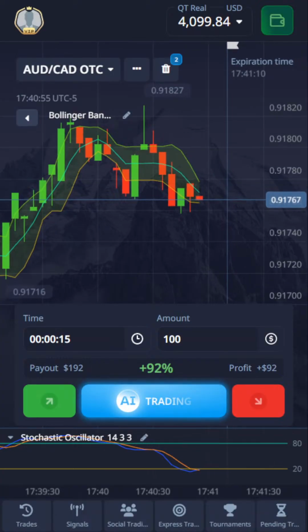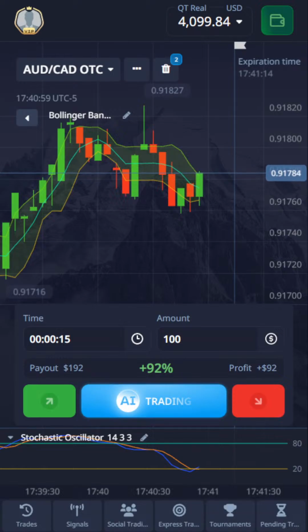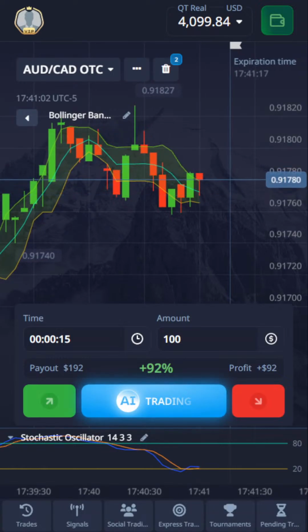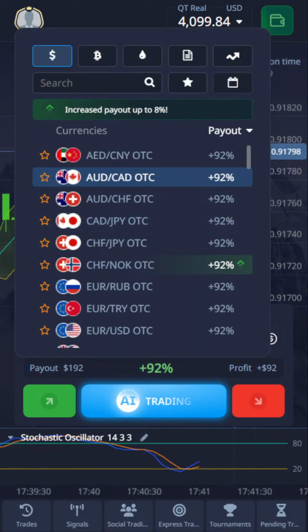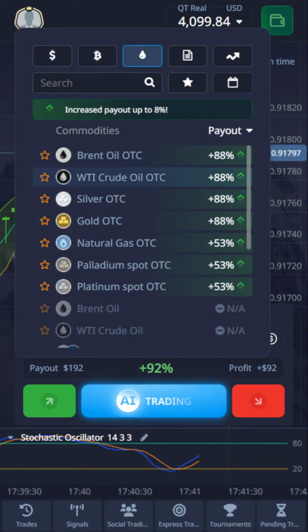Oh, okay. Oh, well, the AUD/CAD is becoming messy. Anyway, let's try to look for another pair. Let me look for another pair. Let me see which other pair I should get.